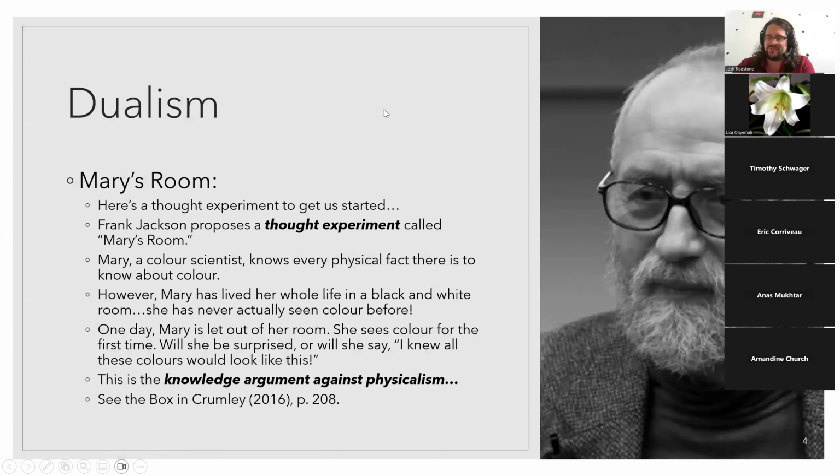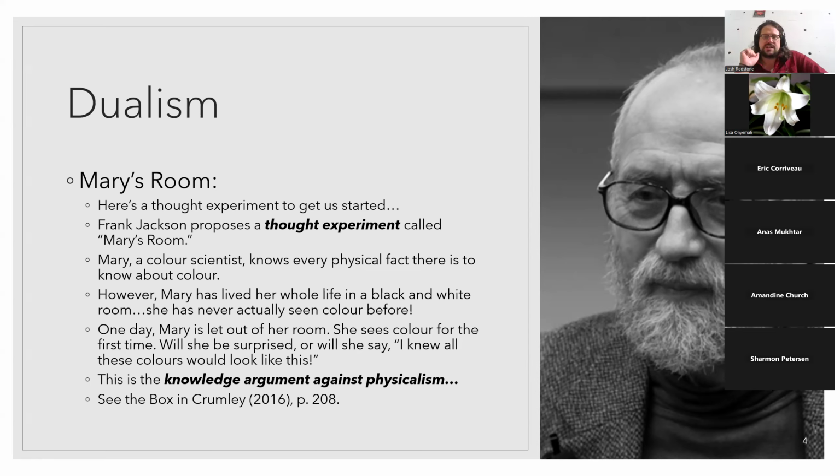Now, who's ready for a thought experiment? This is a fun one. Mary the scientist, Mary the color scientist. This is from Frank Jackson, an Australian philosopher. And it's part of his knowledge argument against physicalism, which he actually later changed his mind about. But I'll give you the thought experiment, we'll run through it together. Then we're going to talk about the knowledge argument and what it all means for dualism and physicalism. So this is a thought experiment called Mary's Room.